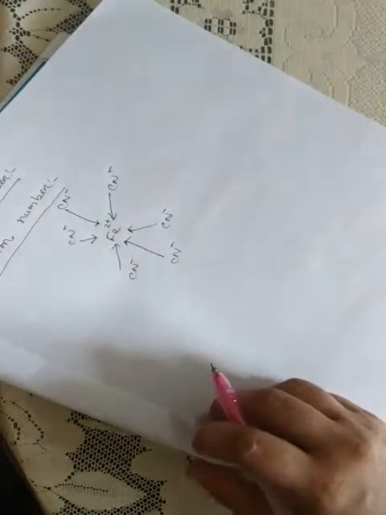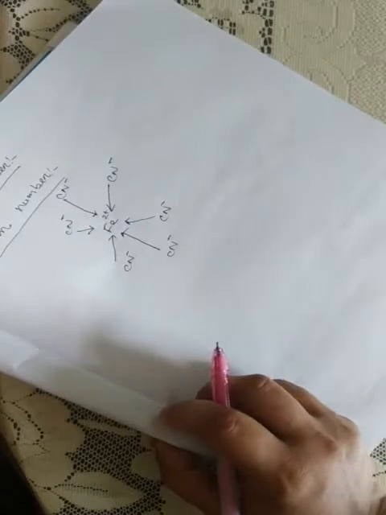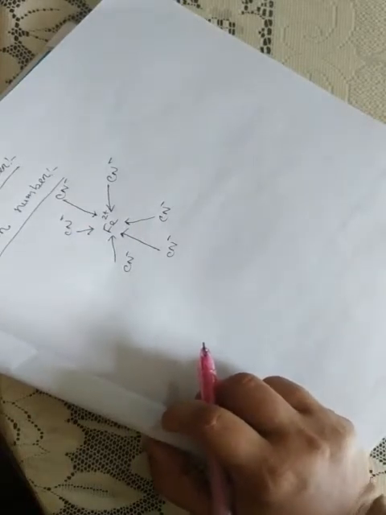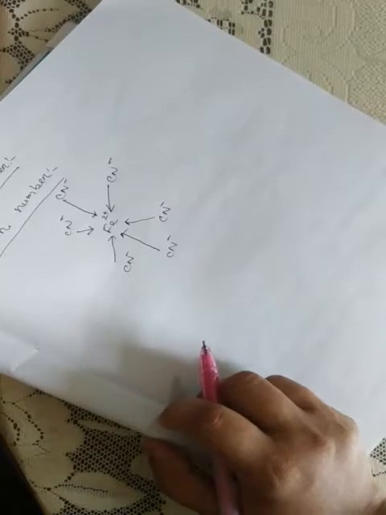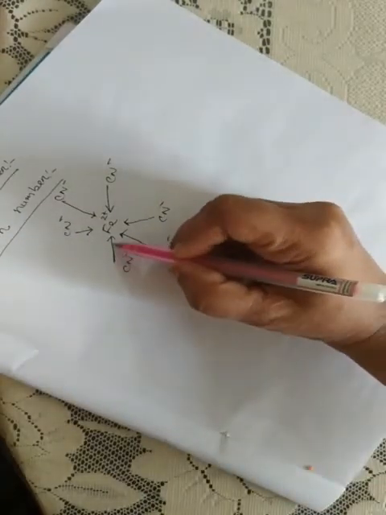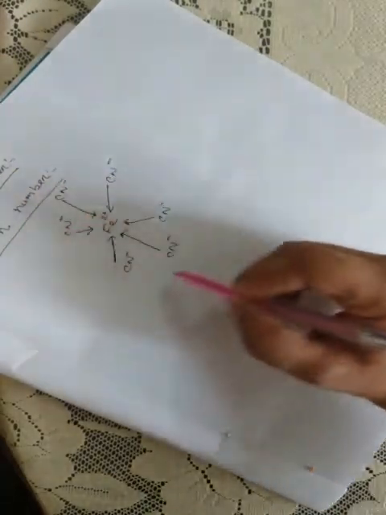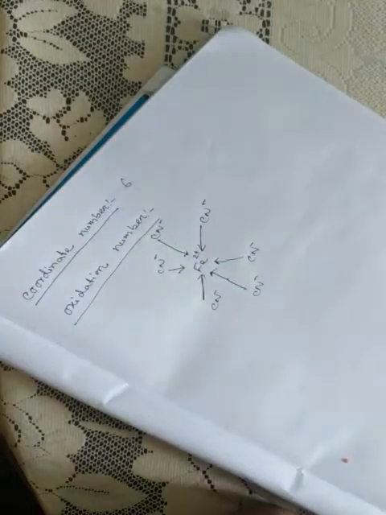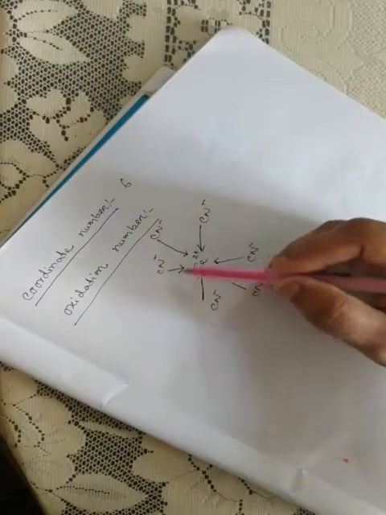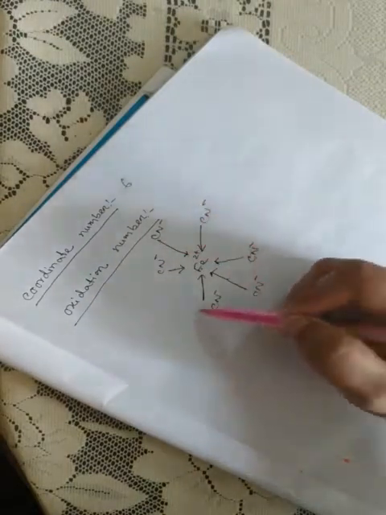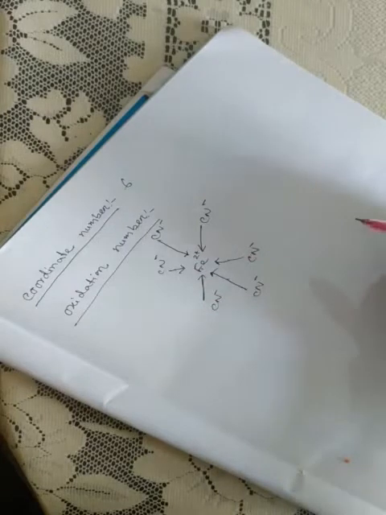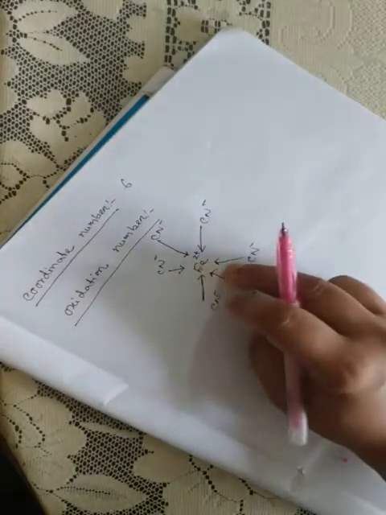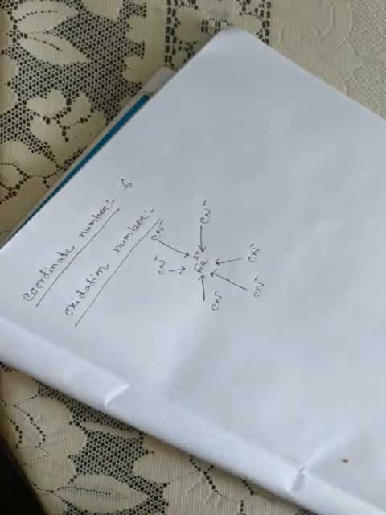So what is coordinate number? The number of lone pairs of electrons supplied by ligands to the transition metal ion to form coordinate bonds is called the coordinate number. That means how many coordinate bonds are formed in this complex compound? 1, 2, 3, 4, 5, 6. So the coordinate number of this complex compound is 6. Iron forms coordinate bonds with 6 ligands.